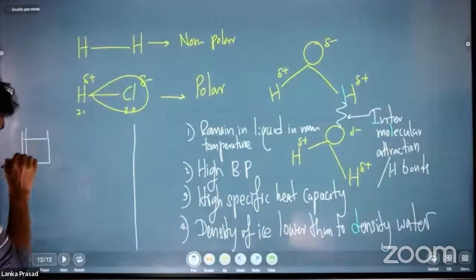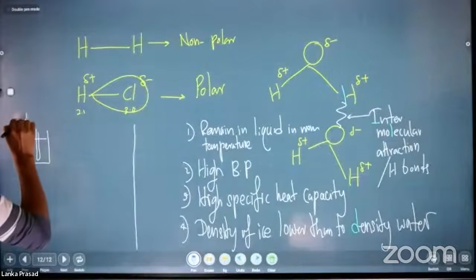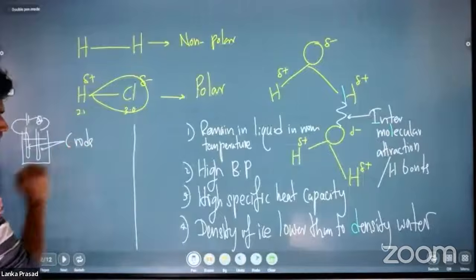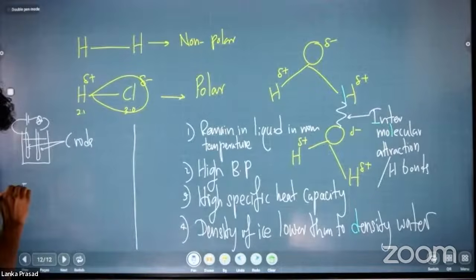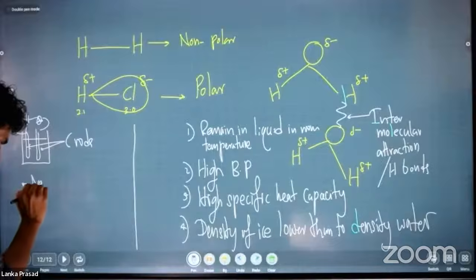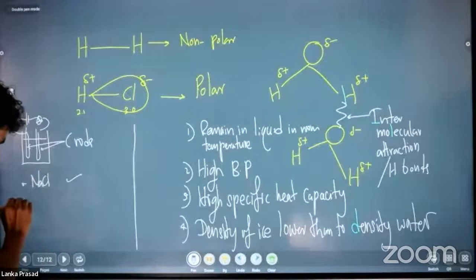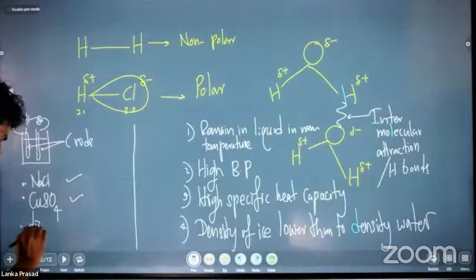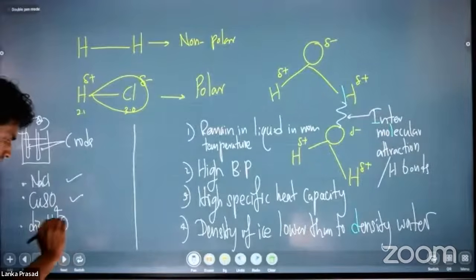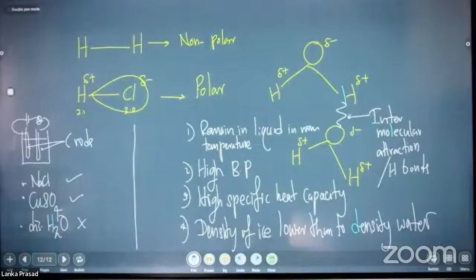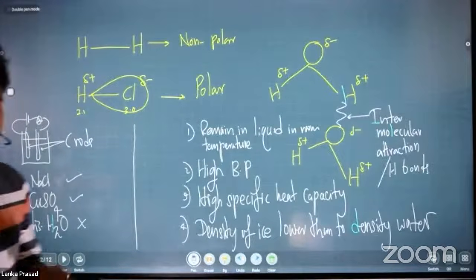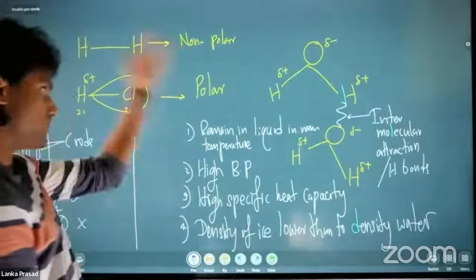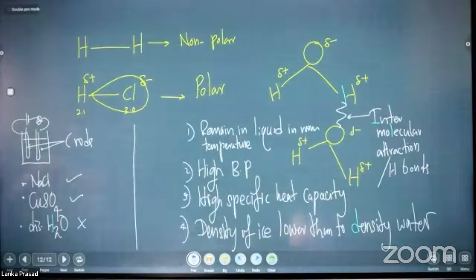Then look at the conductivity of compounds. Those are carbon rods. When you add sodium chloride, it conducts electricity. When you add copper sulfate, that also conducts electricity. When you add distilled water, it does not conduct electricity. Why? Because ionic compounds conduct electricity, but covalent compounds cannot.